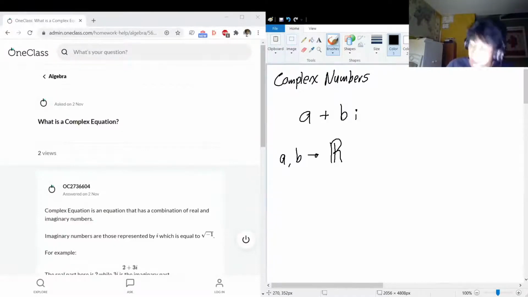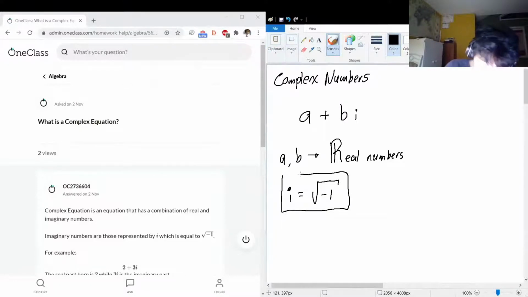Sometimes they just say a capital R with the fancy R, but I'll write it out, real numbers. So it could be 1, 2, 3, 3.3, pi, the square root of 2, negative a billion, whatever number you like, as long as it's real for A and B. And I is equal to the square root of negative 1. This right here is the fundamental part of complex numbers and complex equations.